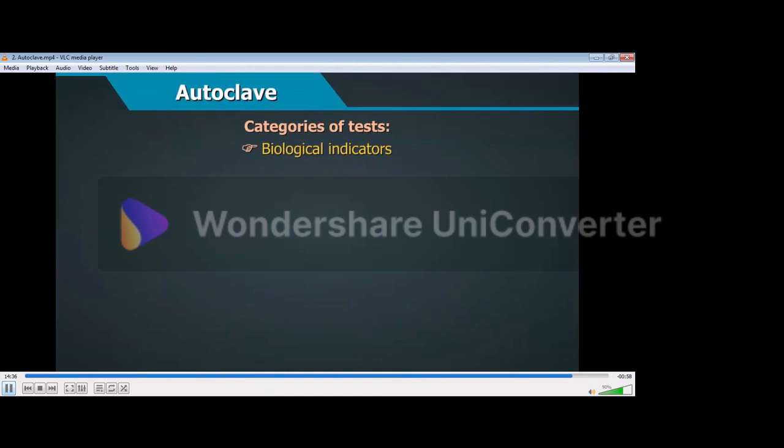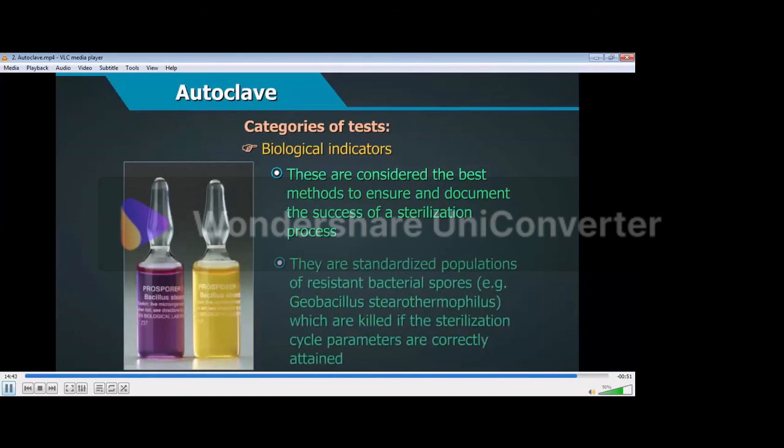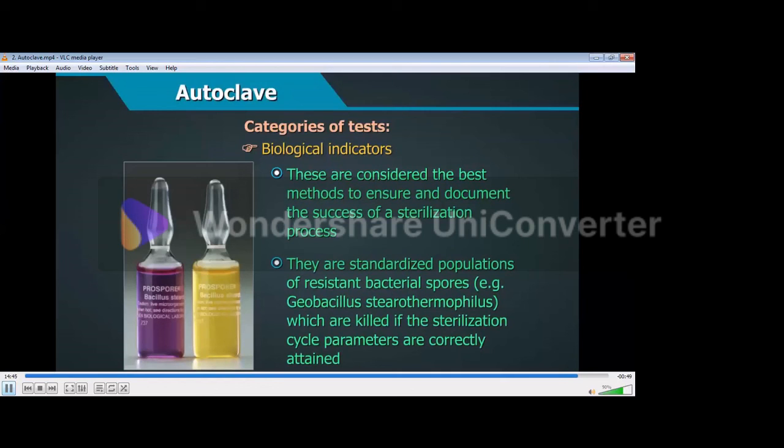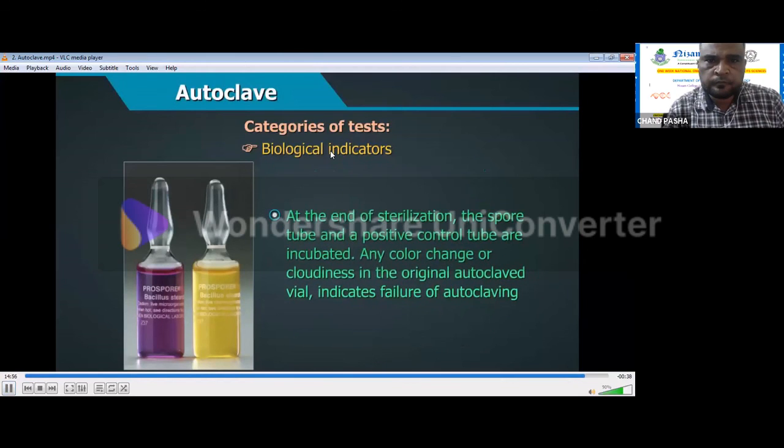Biological indicators. These are considered the best methods to ensure and to document the success of a sterilization process. They are standardized populations of resistant bacterial spores, for example, Geobacillus stearothermophilus, which are killed if the sterilization cycle parameters are correctly attained. At the end of the sterilization, the spore tube and a positive control tube are incubated. Any color change or cloudiness in the original autoclaved vial indicates a failure of the autoclaving.